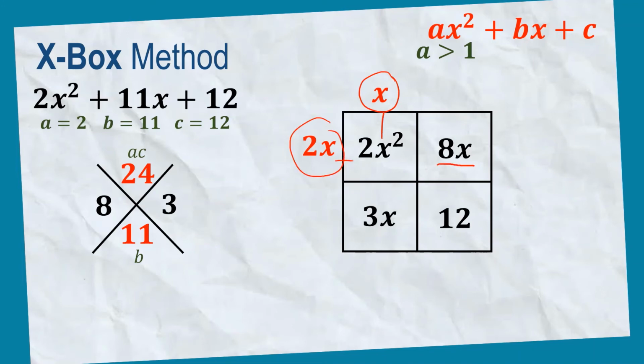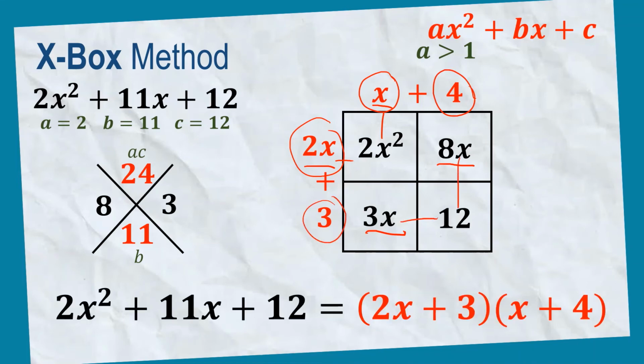Next, 8x divided by 2x is positive 4. 3x divided by x is positive 3. At i-double check po natin, 4 times 3 is equal to 12. Ngayon, ang factored form ni 2x squared plus 11x plus 12 ay equal to the product of the binomials 2x plus 3 and x plus 4.